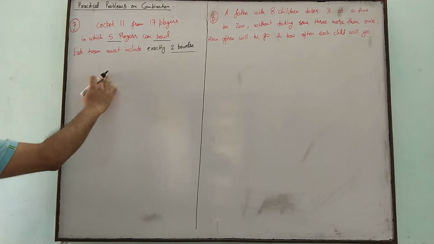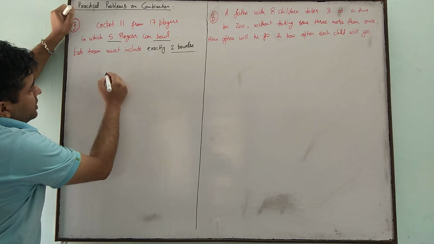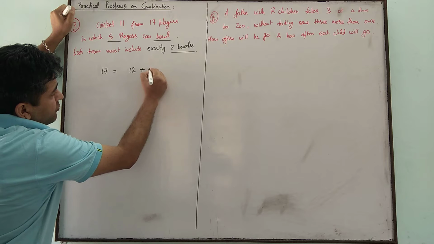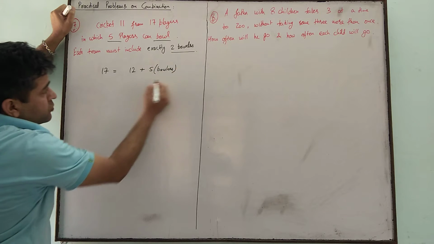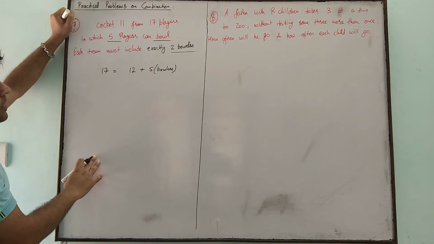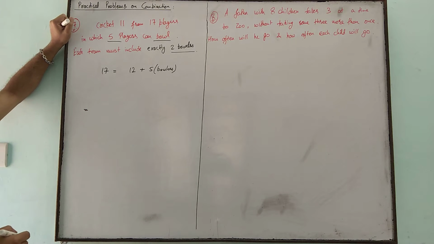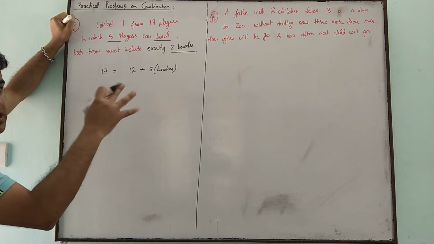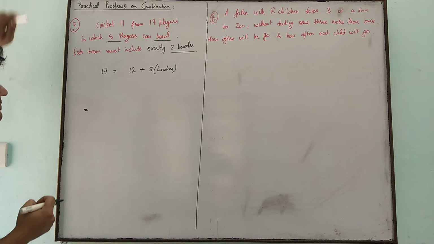So we need exactly 2 bowlers, as out of 17 we have total 17 players, out of which 5 bowlers are there. So 12 are left. Now each team must include 2 bowlers. The very first thing is we need to use combination here if we have to select 11 out of 17, because we need to make a group of 11 players out of 17.